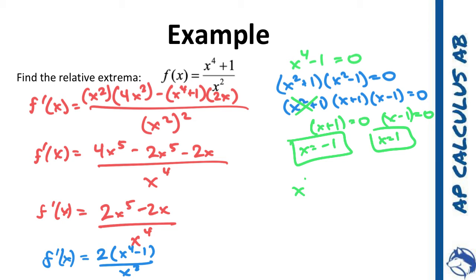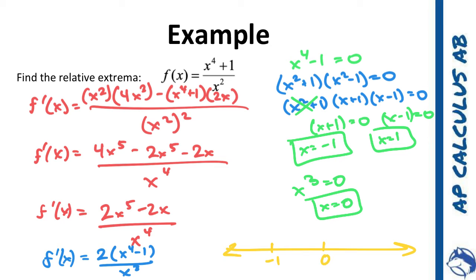Now for the bottom, I just have to look at x cubed and when that's equal to 0. Well, that's just at 0. So I'm going to go ahead and create that number line here. And I'm going to put negative 1, 0, and 1 on it here. And all I have to do is just test a few points. All right, so now I just pick points on this part of the interval.